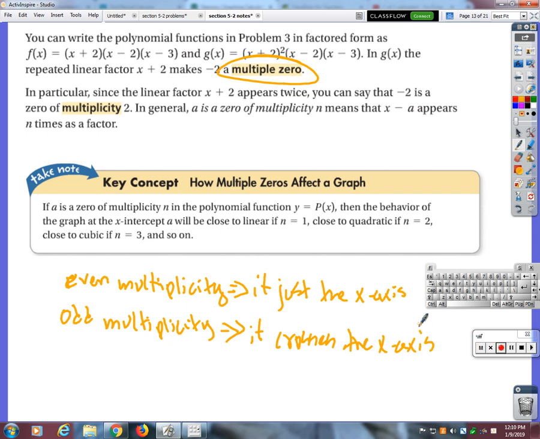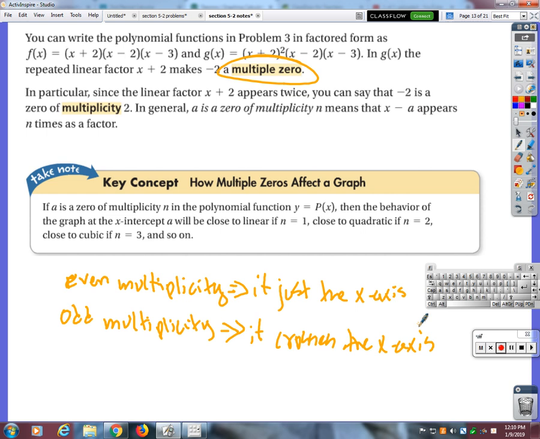So in other words, if you have a zero that comes up twice, or 4 times, or 6 times, or 8 times, or 10 times, or 12 times, or 14 times, I just have to do this for 20 more minutes, all of those, since they're even numbers, are just going to touch the x-axis and then go back the same direction they came from.